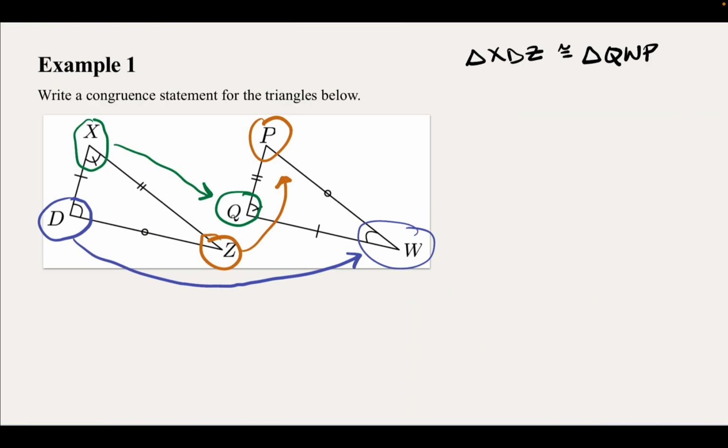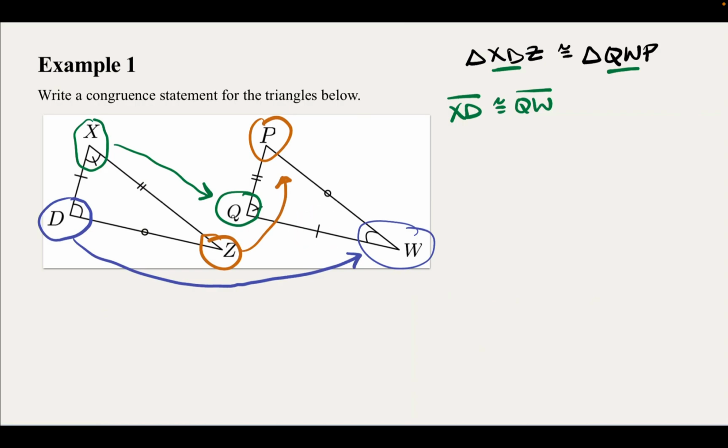Let's say I didn't have this image at all, right? So if I didn't have this picture, I should be able to identify all the corresponding sides and angles just from this congruent statement. Let's go ahead and do that. I'm going to look at my first 2 points. That has to match up with the first 2 points in the other triangle. That tells me that XD, that side, is congruent to QW. And if I look at my diagram, XD and QW are in fact congruent.